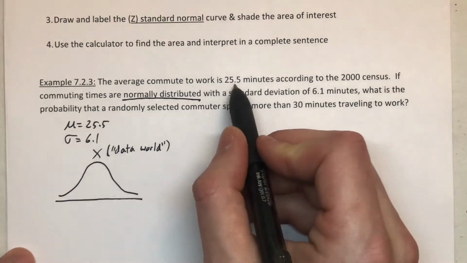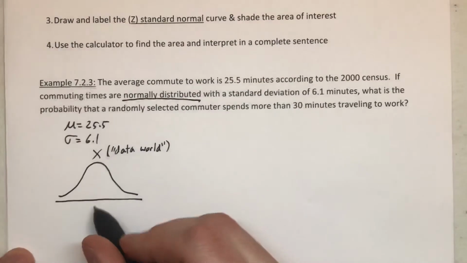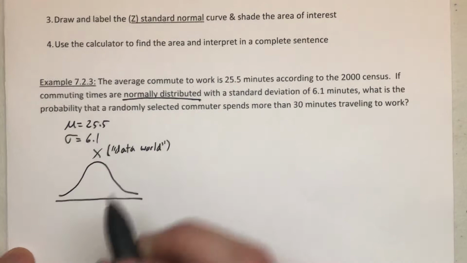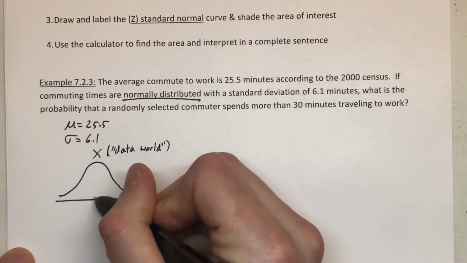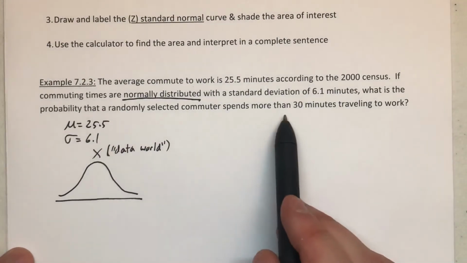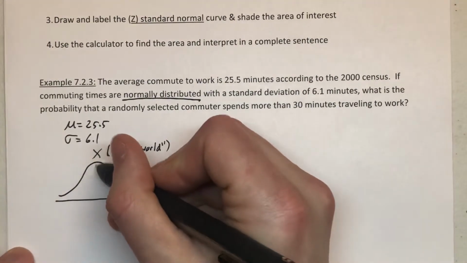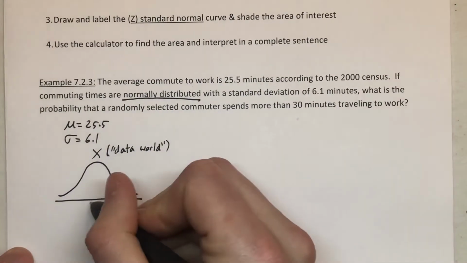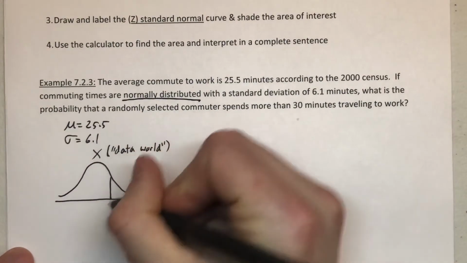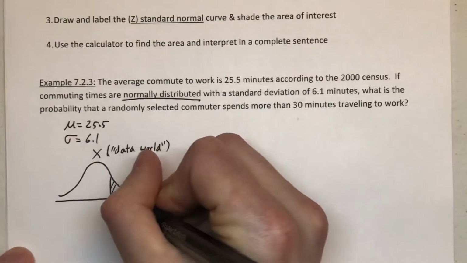What's that mean? Well, that means the 25.5 is the center. Now, if you want to label that, you can. You don't have to, but it's important to know where it's at. 25.5 is here at the center. Why that's important is I want to draw a picture that represents the question of people that spend more than 30 minutes traveling to work. Knowing that this is 25.5 tells me that 30 is somewhere to its right. I don't need you to be accurate about it, but 30 is somewhere to the right of center, and I do want you to label that.